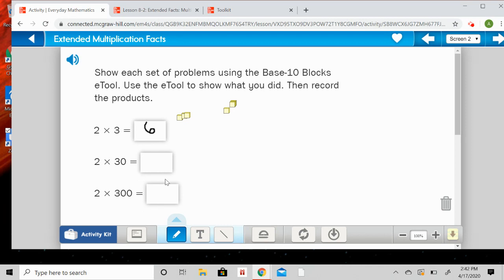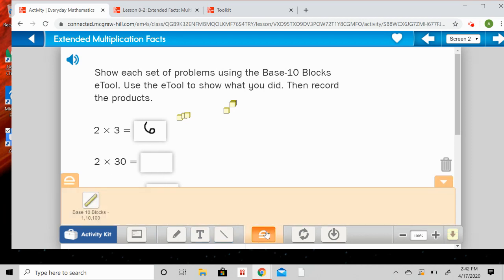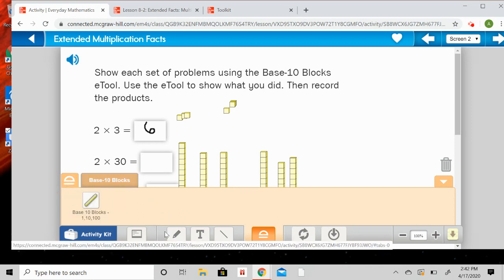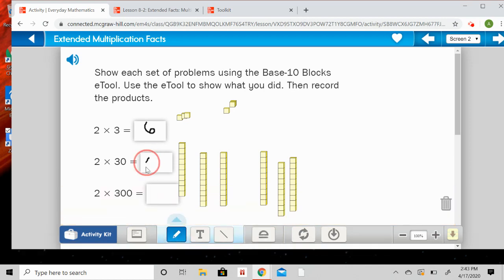Now I'm going to use my base 10 blocks to show 2 times 30 like we just did. This time I'm going to take my longs and make 2 groups of 30. 10, 20, 30. 10, 20, 30. Now I'm going to count them. 10, 20, 30, 40, 50, 60. So I know that 2 times 30 equals 60.